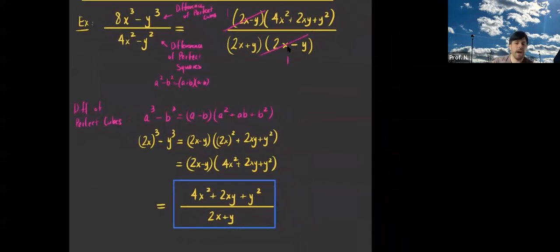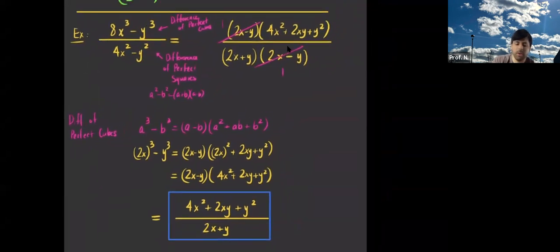So guys, you have to know difference of perfect squares. You have to know difference of perfect cubes. You have to know sum of perfect cubes. You understand? So all these factoring techniques were not just to learn about factoring for the sake of it. Now we're using this on a more consistent basis.